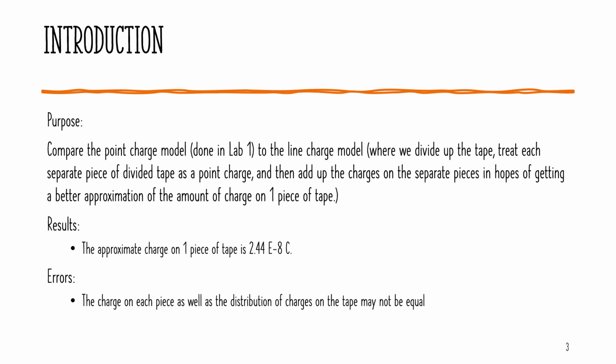The result is that the approximate charge on one piece of tape is 2.44e-8 coulombs. The errors that may have occurred in my calculation include that the charges on the piece of tape, as well as the distribution of charges on the tape, may not have been equal.